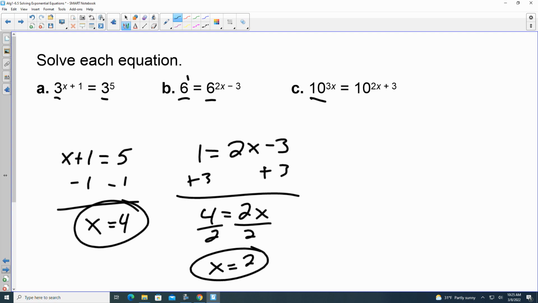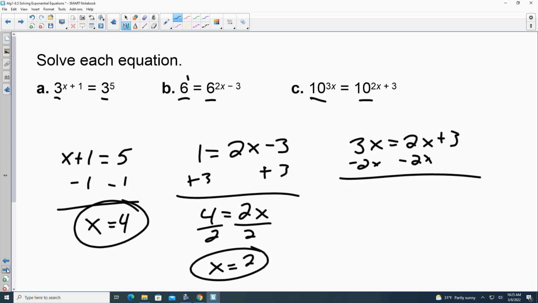Over here, I have same base values. Now I just look at the exponents. I got 3x is equal to 2x plus 3. I subtract 2x from both sides, and x is now equal to 3. Like I said, relatively straightforward when you have the same base values. Where it becomes a little bit trickier is when they don't appear to have the same base values initially.